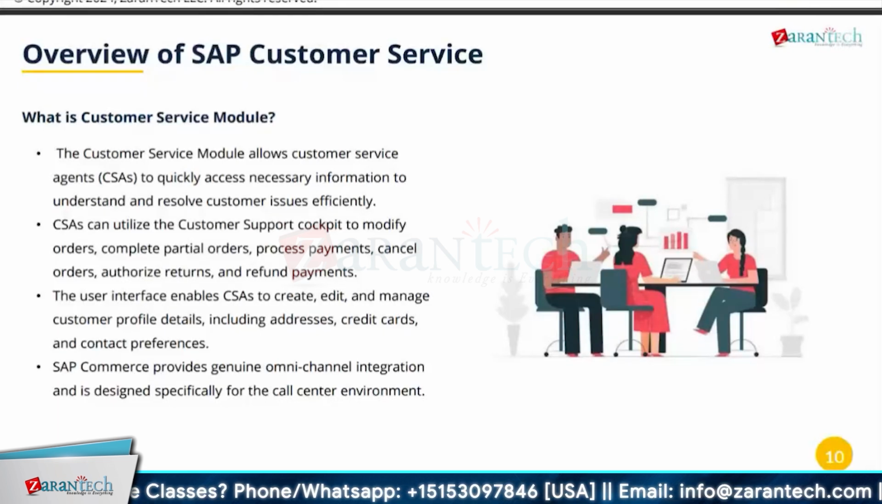So I immediately call the customer service agent and tell them to cancel the order so that we won't get any damage done. Say there are some partial orders already created, but they are not complete, and I want it to be done as fast as possible. So we will ask them to complete the partial order or process the payment as soon as possible, cancel the order, and authorize a return and refund payment. All these things can be done by the CSA. The user interface enables the CSA to create, edit, and manage customer profile details, including address, credit card, and contact preference.